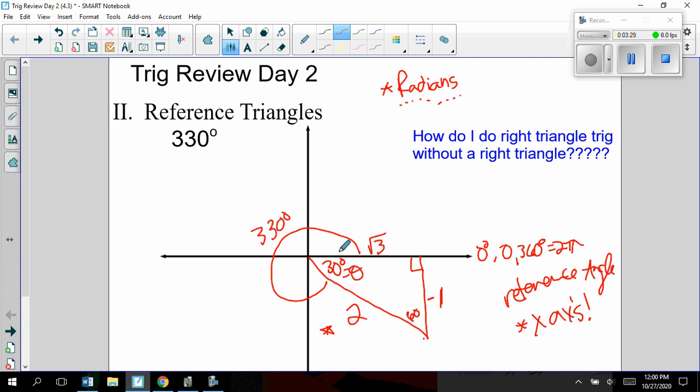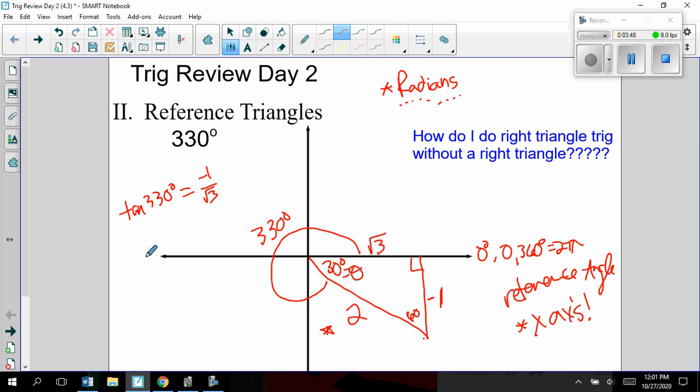Okay, so then it will have some type of question. So maybe it says, what's your tangent of 330 degrees? And so you look on here and you go, all right, tangent is opposite over adjacent. My opposite is -1, and my adjacent is the square root of 3. So that would be that.